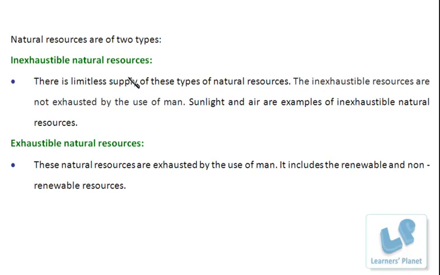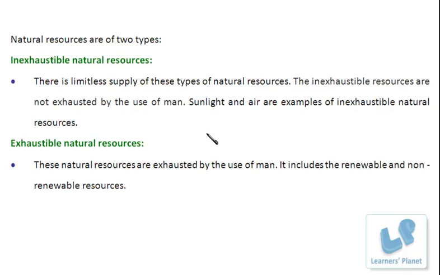The inexhaustible natural resources. What are these? As the name suggests, there is a limitless supply of these types of natural resources. Inexhaustible means they can never be exhausted. The inexhaustible resources are not exhausted by the use of man. For example, sunlight can never be exhausted. Solar energy can be used, but it is never exhausted. Air can never be exhausted. These are the examples of inexhaustible natural resources.